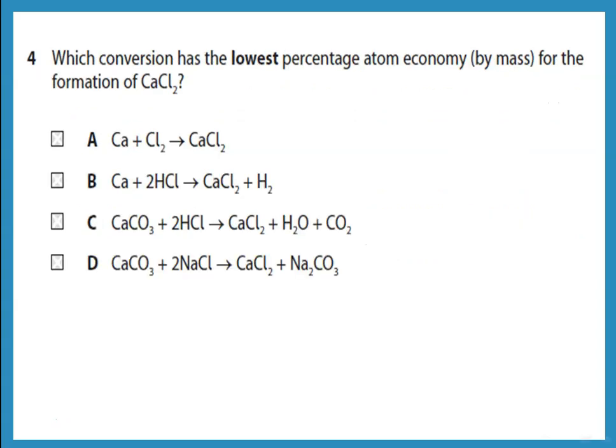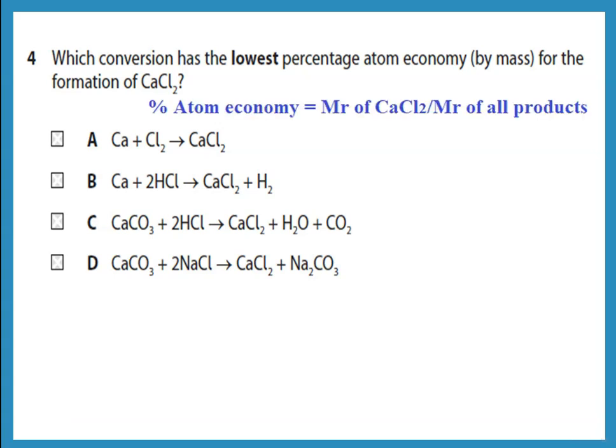Okay, which conversion has the lowest percentage atom economy? Remember, how do we get percent atom economy? The percent atom economy will be the molecular mass of the required compound, in this case it's calcium chloride, over the molecular mass of all the products. So A is something that has only calcium chloride as a product, so its percent atom economy is 100%. Remember, if the required compound is the only product, then I have 100% atom economy.